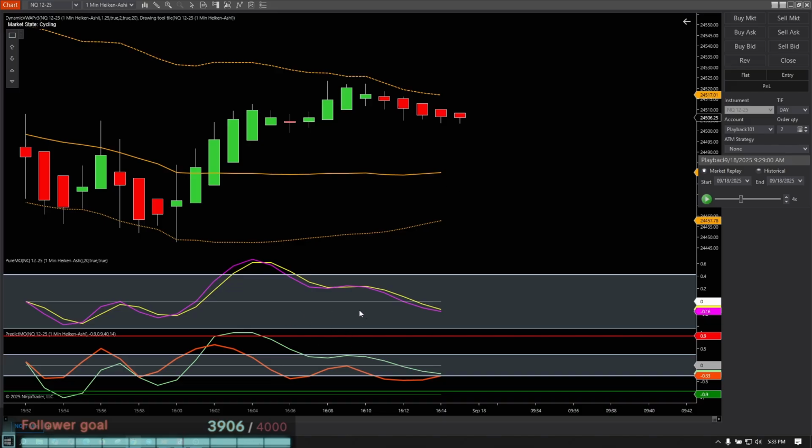Okay, let's start with PureMO, which is this tool right here with the yellow and the magenta line. PureMO is an acronym for pure momentum, and it's designed to capture real momentum moves, not fakes, not noise. It filters out many false signals by adapting to volatility. Now, it's great when price is breaking out of a range or momentum is building strongly. That's what I use it for.